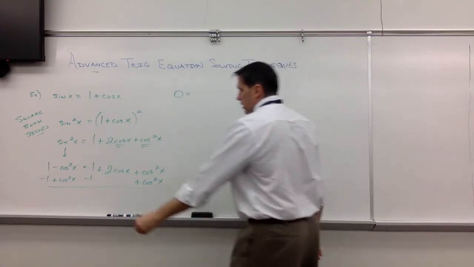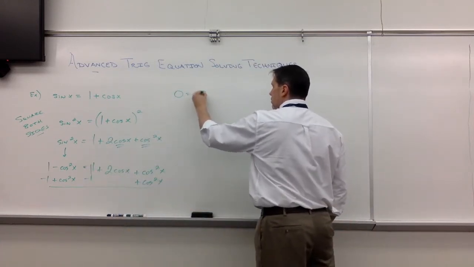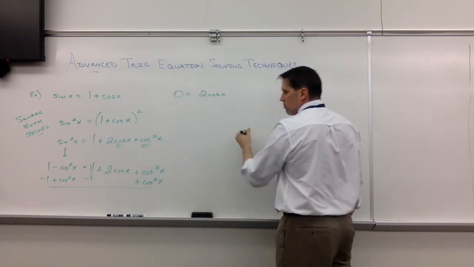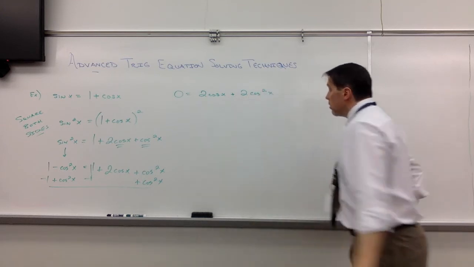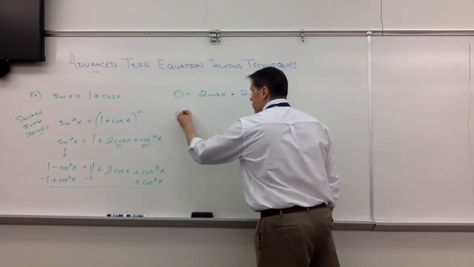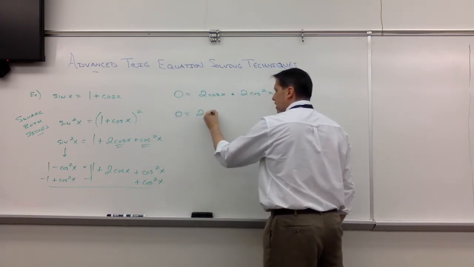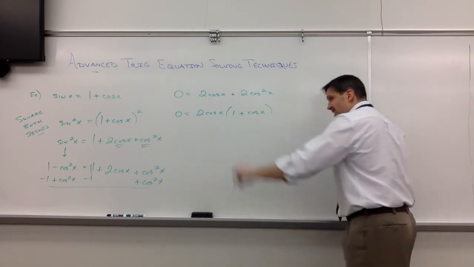The 1's cancel on both sides, and I get 2 cosine of x plus 2 cosine squared x. Right. Now you notice here we have factoring opportunities. So 0 equals, factor out the GCF. We're left with 1 plus cosine x.